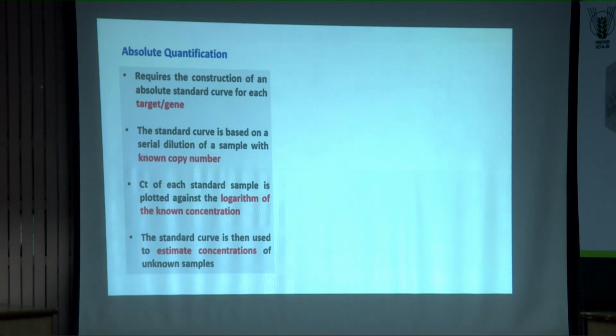Some few points about this absolute quantitation. It requires the construction of an absolute standard curve for each and every target gene. That's very, very important. The standard curve is based on the serial dilution of the sample with known copy numbers, right? And CT of each standard sample is plotted against the log value of the known concentration, and the standard curve is then used to estimate the concentration of the unknown samples. I already explained here, right?